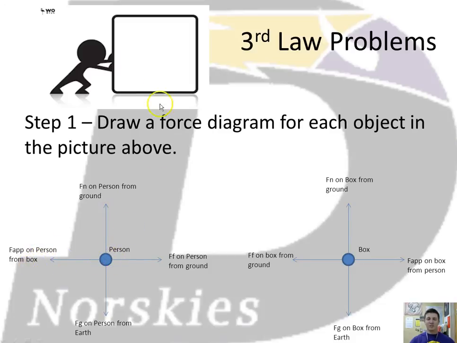Well, essentially, this box is pushing the person to the left if we're looking at the person. If we look at this perspective from the box, right, and draw the force diagram for the box, we're going to have different forces here. So instead, now we have a force on the box from the person, because the person is then pushing the box to the right in this picture.